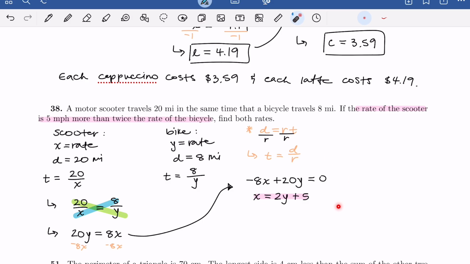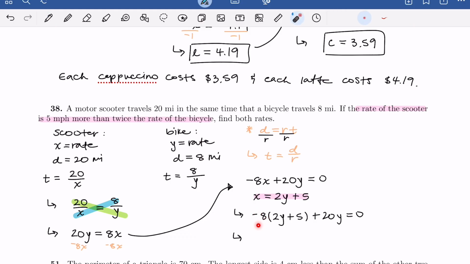So now we have this system of linear equations, and we want to figure out what x and y are. These are going to be the rates of our two methods of transportation. So what we'll do in this case is take this value for x and plug it directly into this equation. I'm not using elimination in this example; we're going to be using the substitution method, because we already have one variable that's completely isolated. So we can take this equation and plug it directly into here. Doing that, we're going to have minus 8 times x, which is 2y plus 5, plus 20y is equal to 0. All right, so let's solve for our variable y.